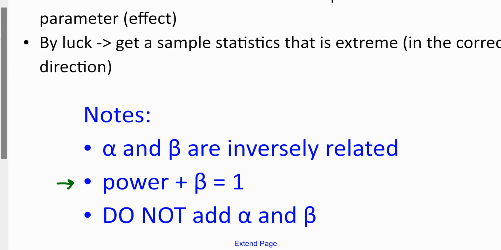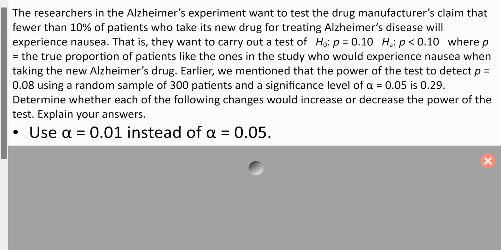So one example then. It says the researchers in the Alzheimer's experiment want to test the drug manufacturer's claim that fewer than 10% of patients who take the new drug for treating Alzheimer's will experience nausea, because there's always side effects of things. That is, they want to carry out a test saying that the true proportion, the null hypothesis would be that it's 10%, 0.1, and their alternative hypothesis is that it's less than that, because that's the claim. P is the true proportion of patients like the ones in the study who would experience nausea when taking this new drug.